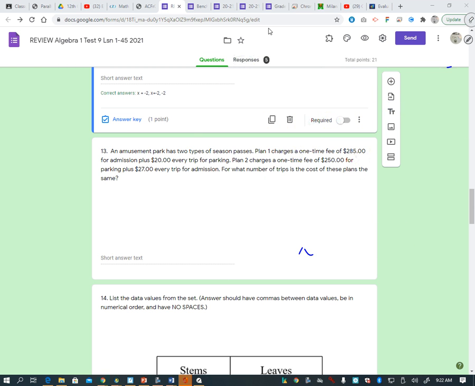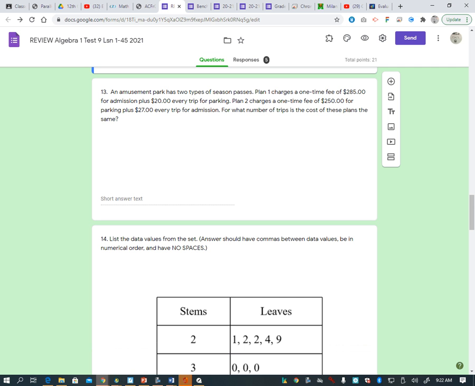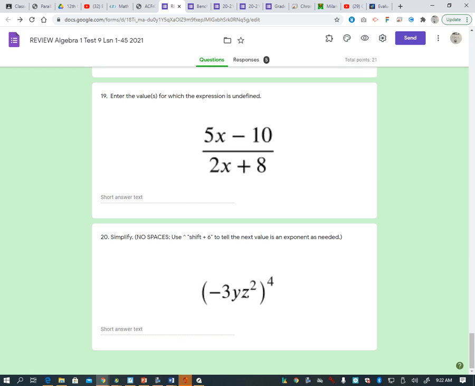Are we learning something today? Good. Hopefully we'll be prepared for the test on Monday. 13. Yay or nay? Yes. Amusement park has 2 types of season passes. I figure, hold on, what time do we get out of here? 38. Let's do something, just because it always seems like it's the last questions that we never get to. Let's come down to the bottom here and see if there's anything at the bottom. We'll work our way back towards the middle. Number 20.